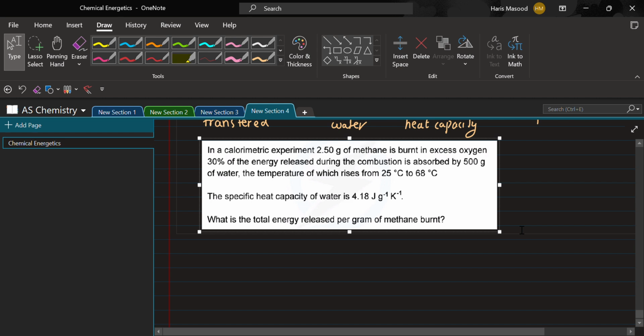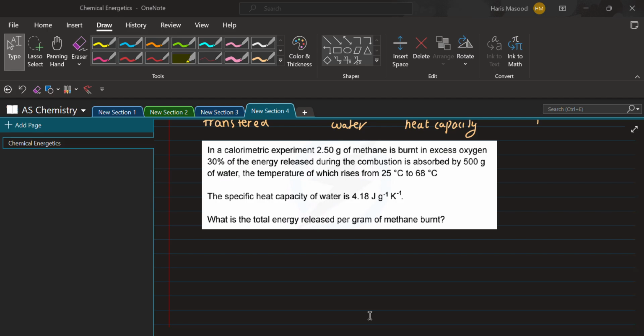In a calorimetric experiment, 2.5 gram of methane is burned in excess oxygen. 30% of the energy released during combustion is absorbed by 500 gram of water, the temperature of which rises from this to this, and the specific heat capacity of water is 4.18. What is the total energy released per gram of methane burned? Okay, so first we need to find the energy.